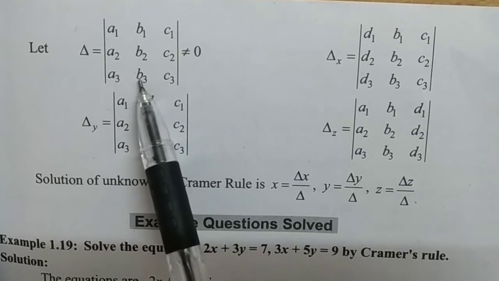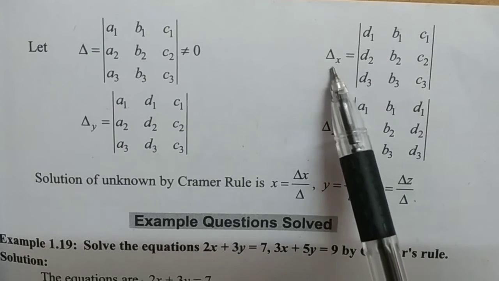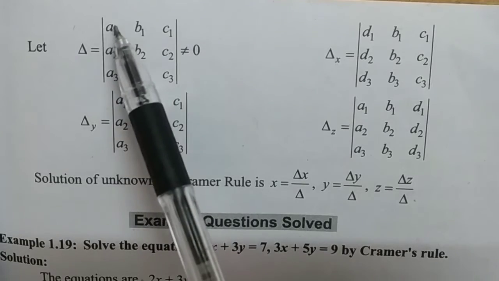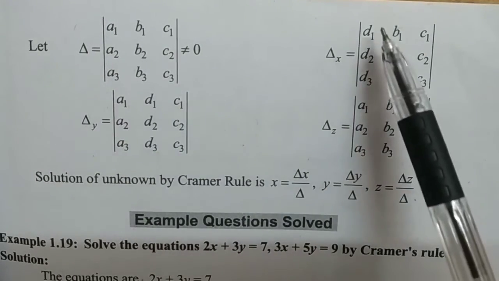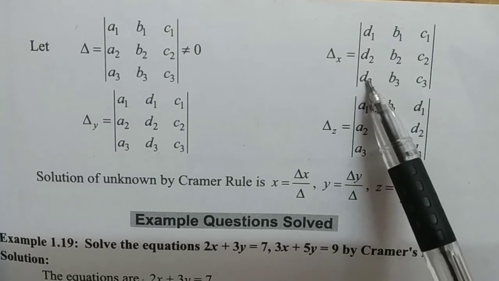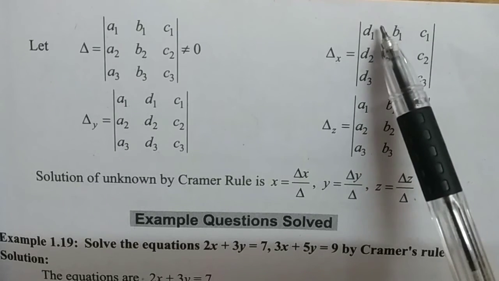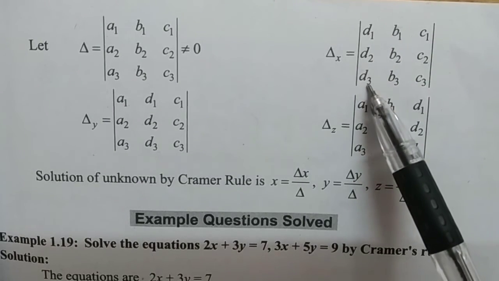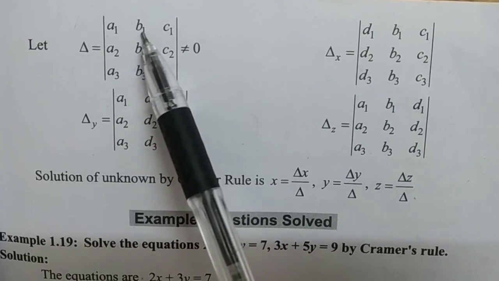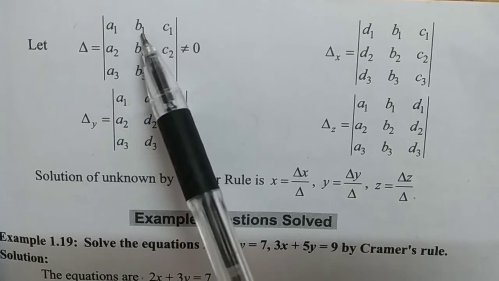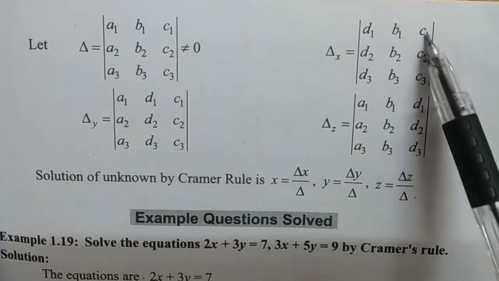Next one, to find out the value for delta x. How to find out the value for delta x? Delta x, replace the first column. What is the first column here? a1, a2, a3. In the first column, replace the values with the constant terms d1, d2, d3. The remaining columns stay as they are in the delta values: b1, b2, b3 and c1, c2, c3.